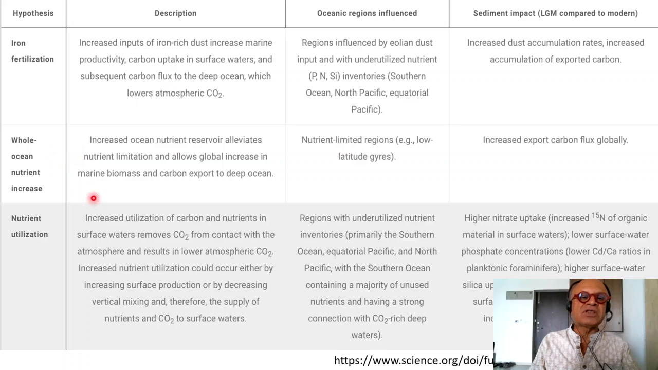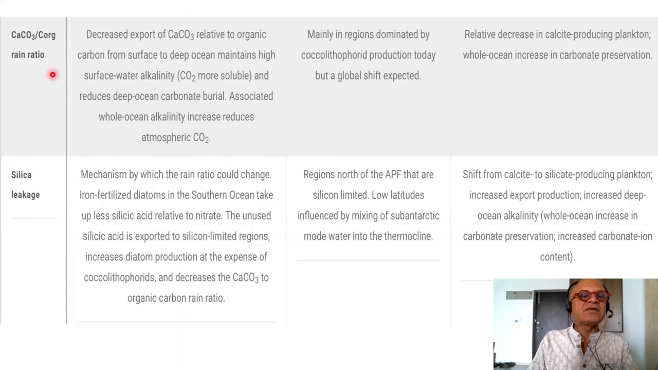Or there could be a whole-ocean nutrient increase as well, which can then alleviate nutrient limitation and allow a global increase in marine biomass and carbon export. Or nutrient utilization itself may become more efficient and remove CO2 from the atmosphere and export it to the deeper ocean. And there are other ideas like the rain ratio of calcium carbonate and organic carbon. So a decreased export of calcium carbonate relative to organic carbon from the surface to the deep ocean maintains a high surface water alkalinity. So that makes CO2 more soluble in the ocean, and this would reduce deep ocean carbonate burial. Associated with the whole-ocean alkalinity increase, this ends up drawing down atmospheric CO2.